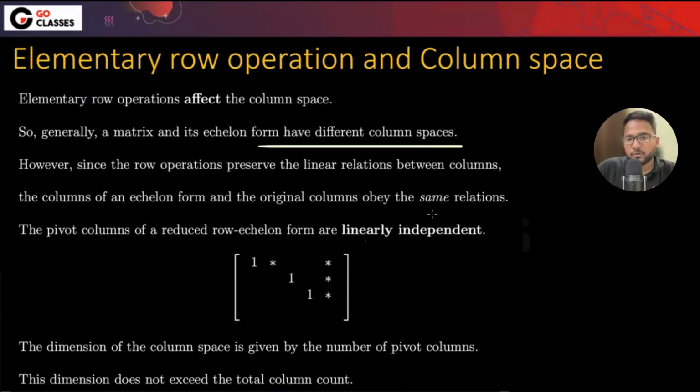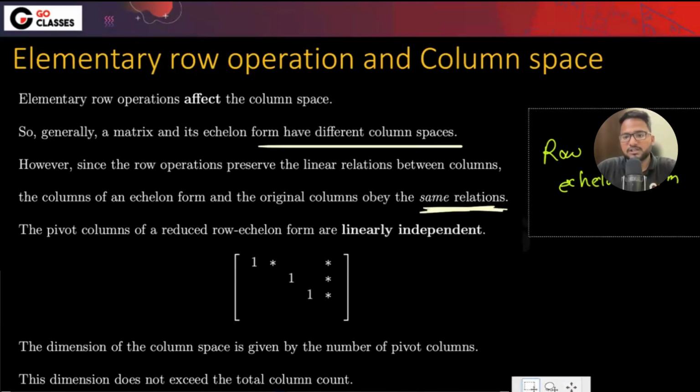Have you understood what this means? Let me know that the linear relationship between the columns remains the same. Have you seen my lecture on row reduced equivalent form? There I have mentioned this thing. Okay, cool. Now let's see what is written here.